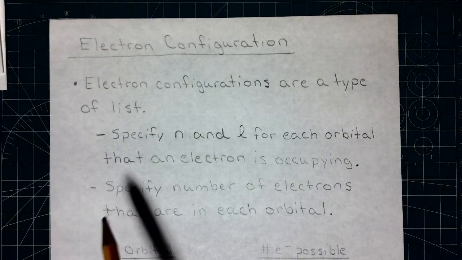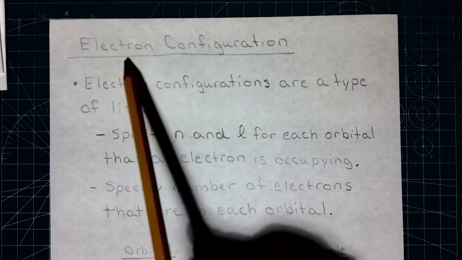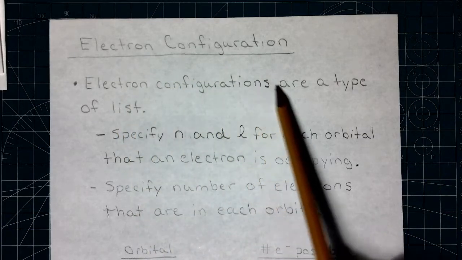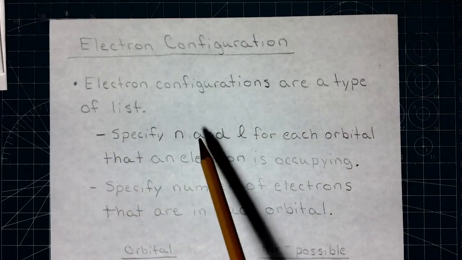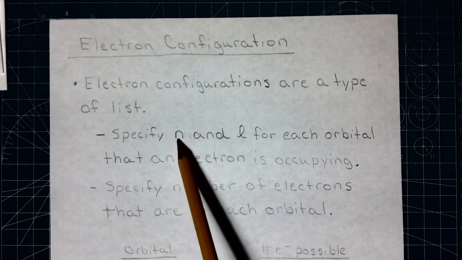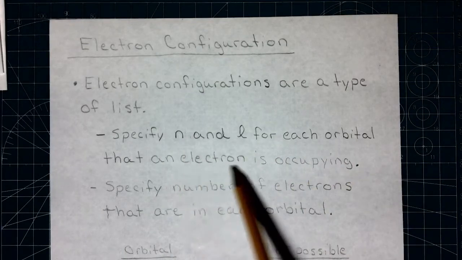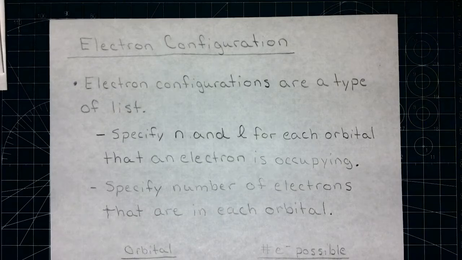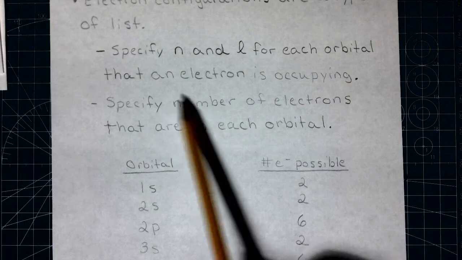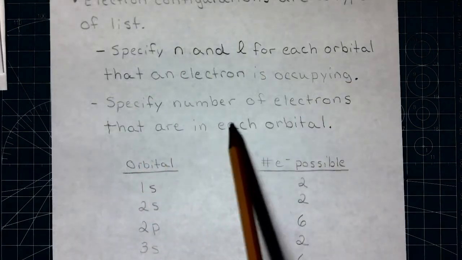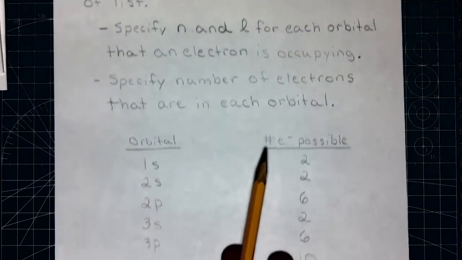Okay, so let's see if we can talk about electron configurations. So electron configurations are a type of list. And this list is going to specify the n values and the l values for each orbital that an electron is occupying in an atom. It's also going to specify the number of electrons that are in each of these types of orbitals.